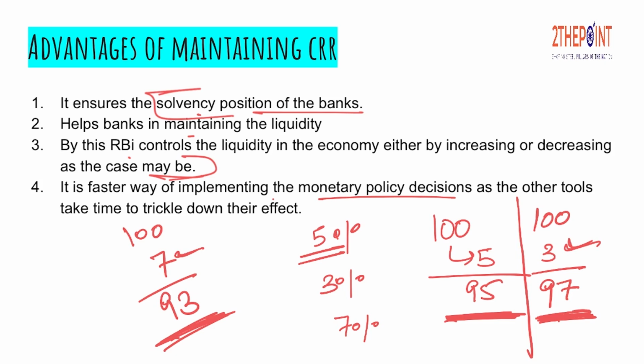The moment the CRR or SLR is changed, the commercial bank changes its reserve requirement over here, and whatever the final amount is, it can use to lend in the market. So this is how RBI uses it to pass on the effect to the citizens.